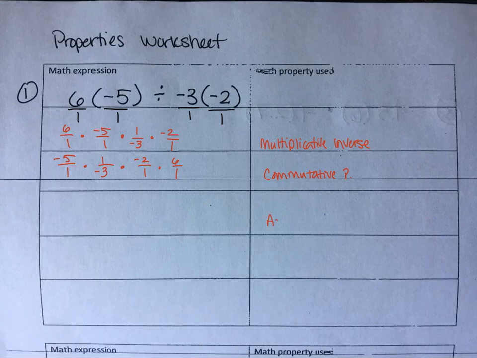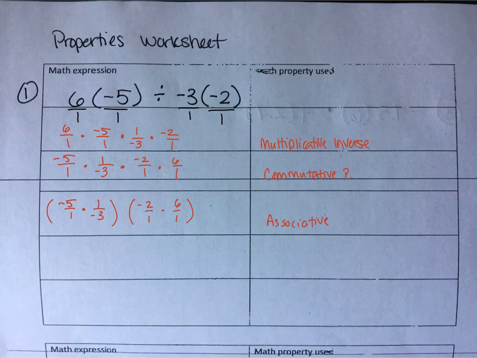So next is my associative. In order to make sure I get credit for doing associative property on my tests, I want to be able to show that I understand this. So I'm going to group the negative 5 over 1 with 1 over negative 3, and I'm actually going to group negative 2 over 1 and 6 over 1. Okay? Now we can actually go ahead and solve the problem. Once we get everything reorganized and we're making sure we're hitting those properties, then we can actually solve it.